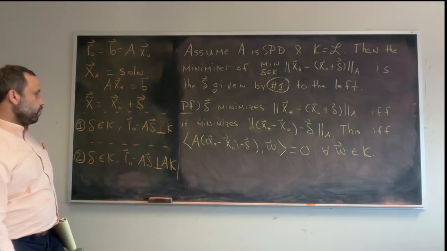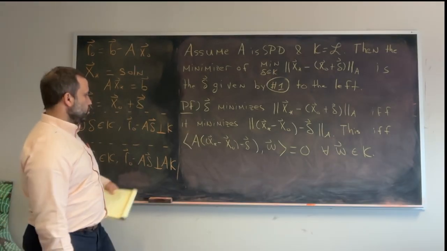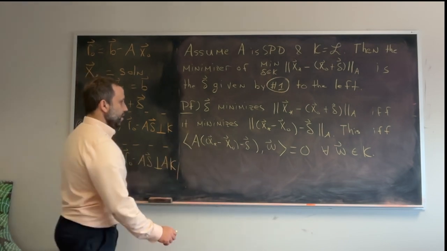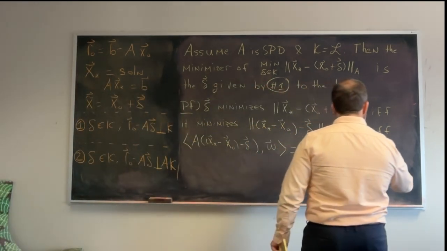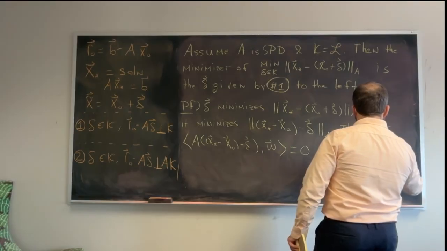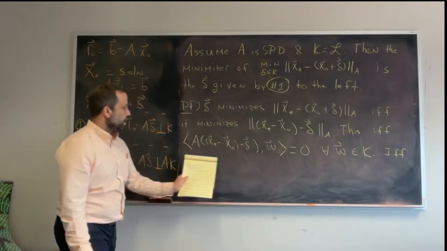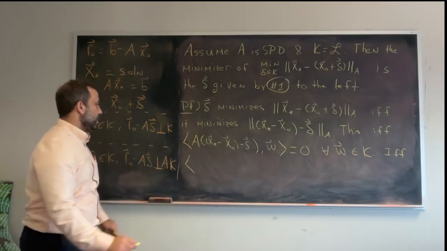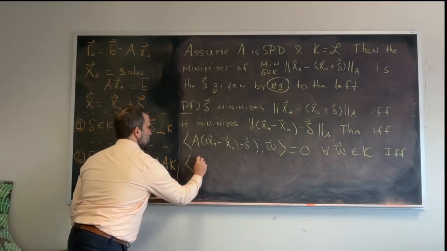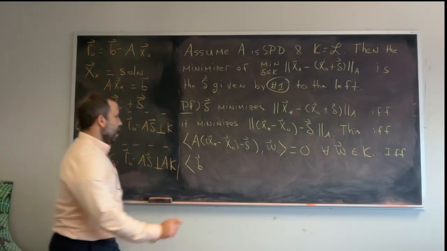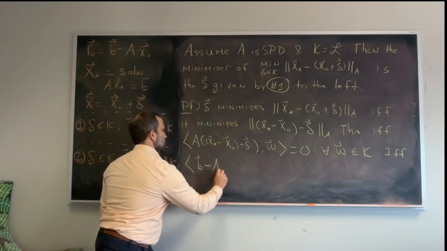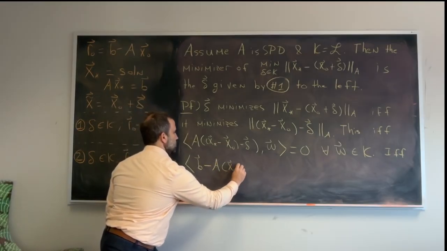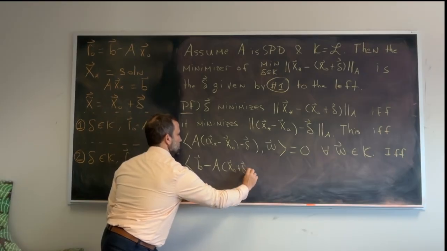Notice how we can rewrite things here. Let me say this is if and only if, because I'm going to do a computation. If I distribute the A, then A times x star is equal to b, and then I'm going to have minus A times (x naught plus delta).